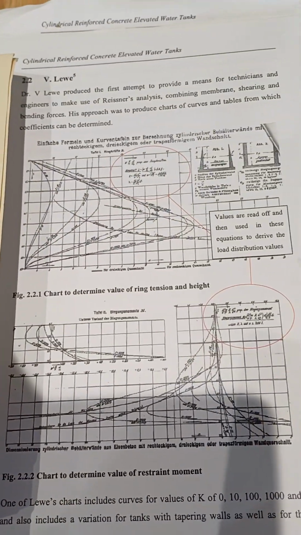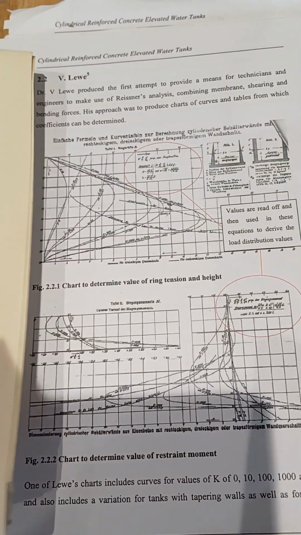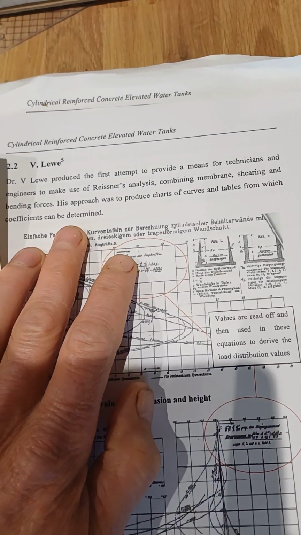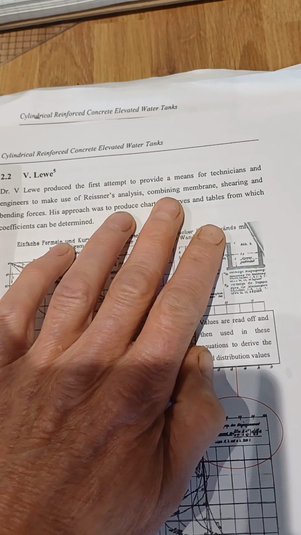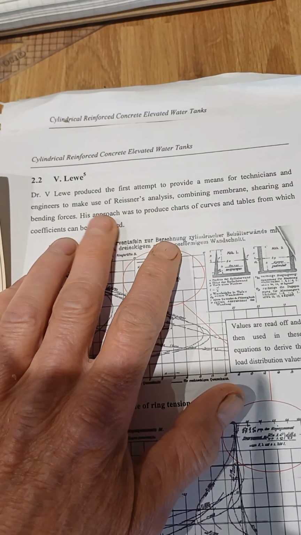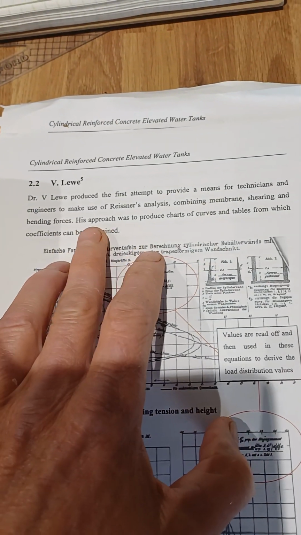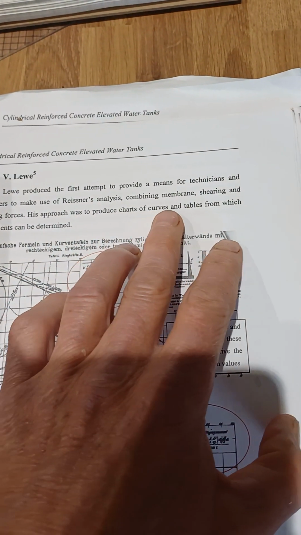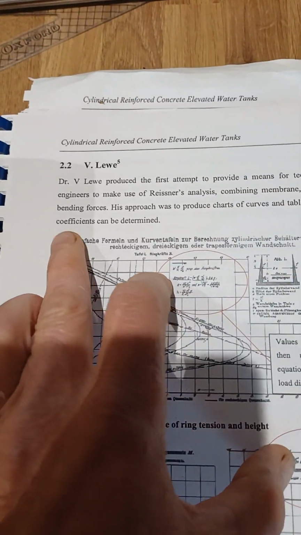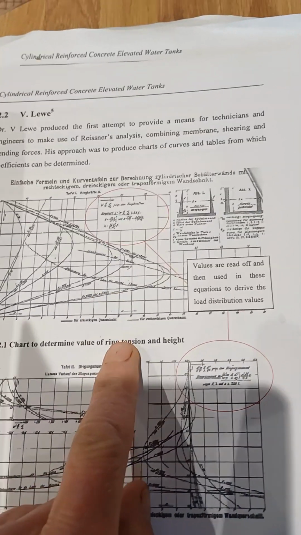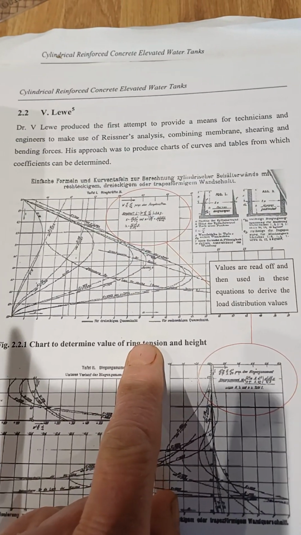So there are the graphs that Lewe produces. Lewe produces the first attempt to provide a means for technicians and engineers to make use of rightness analysis, combining membrane, shearing, and bending forces. His approach was to produce charts of curves and tables from which coefficients can be determined. Now, this is lifted from the Handbook for Eisenbettenbau, the engineer's manual.